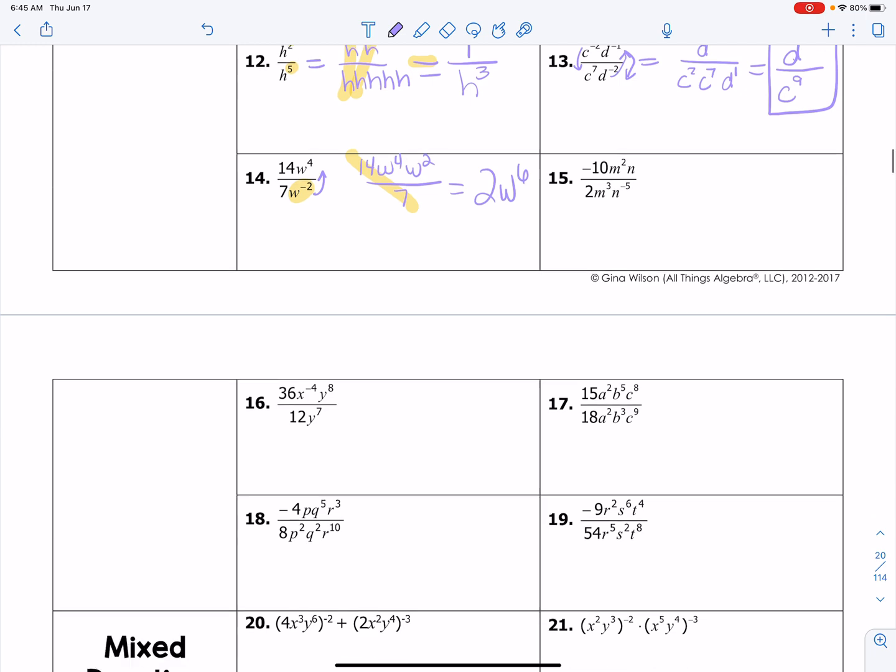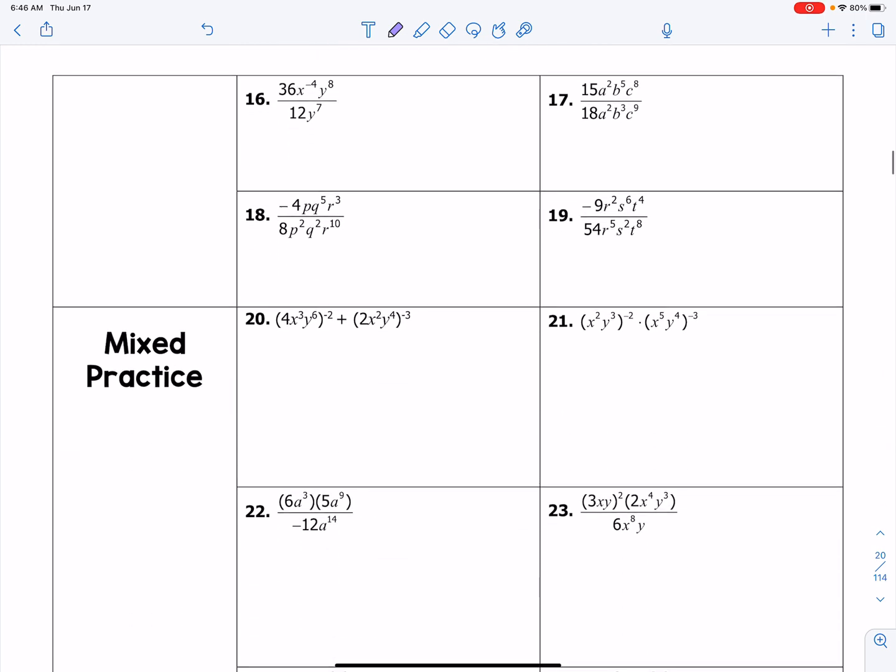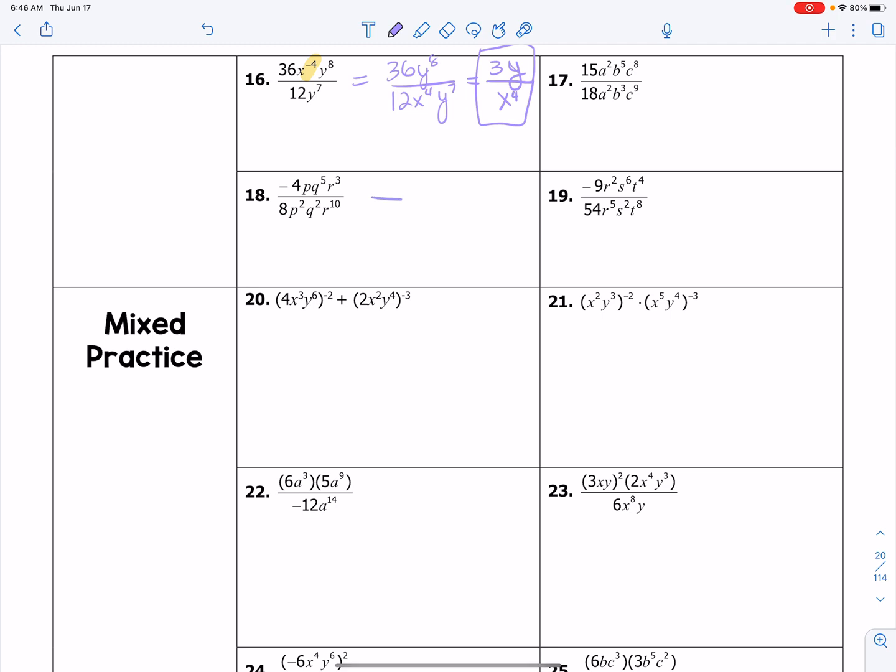Okay, all right, so let's take a look at some of these other ones. Turn the page. So again, I would move anything that's negative first. If you do that, it's easier to see what is going on. So the x to the 4th comes down here. So 36 divided by 12 is 3. And then you would have y on the top. And then x to the 4th can't be combined with anything, so it goes on the bottom.